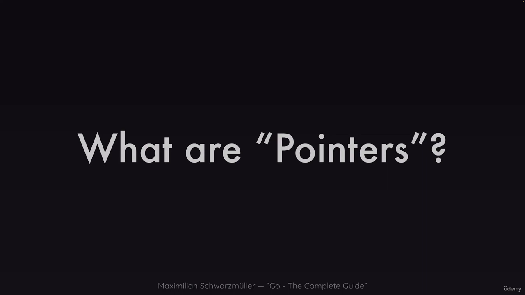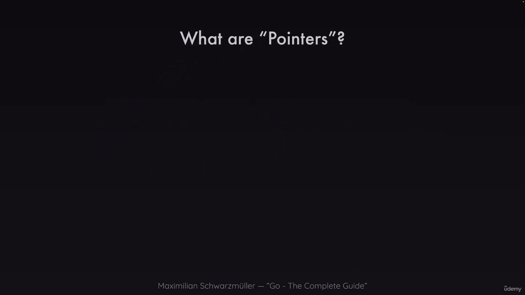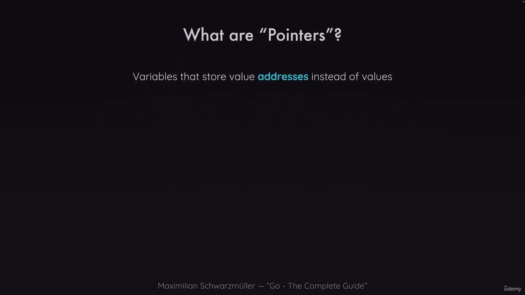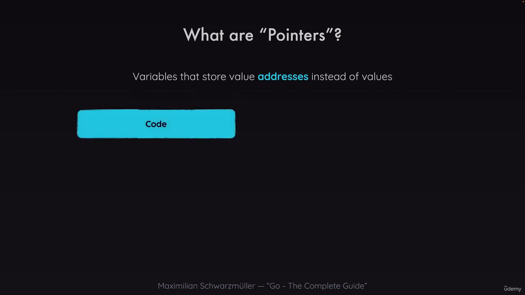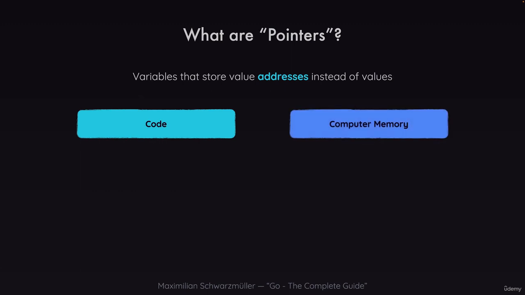So let's start with the most important question. What exactly are pointers? Well, pointers are, in the end, variables that store value addresses instead of values. And that might sound confusing, so let's take a look at how your code affects your computer's memory.